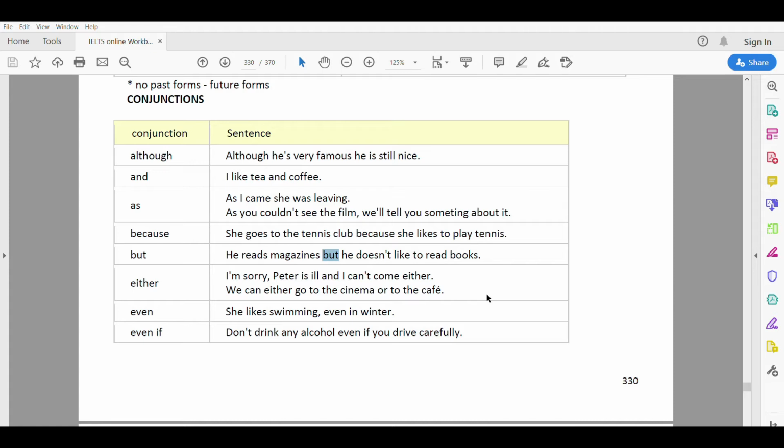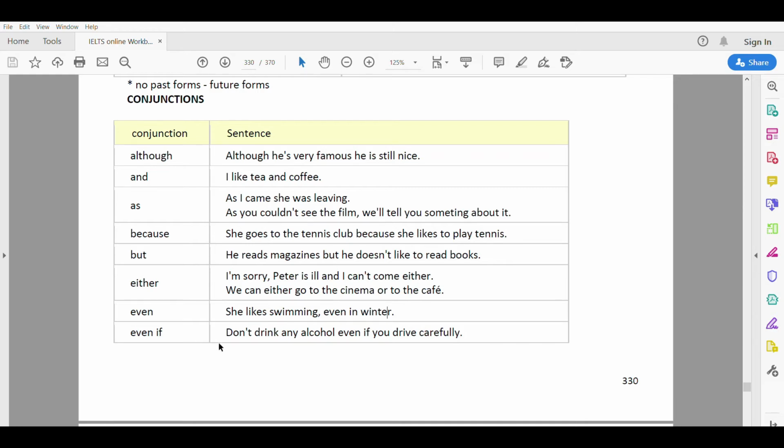So the next one, either. It says, I'm sorry, Peter is ill and I can't come either. The next one says we can either go to the cinema or to the cafe. The next one is even. She likes swimming even in winters. So she likes swimming is an independent clause. Even in winter is a dependent clause. So we have used a comma to separate these two sentences.